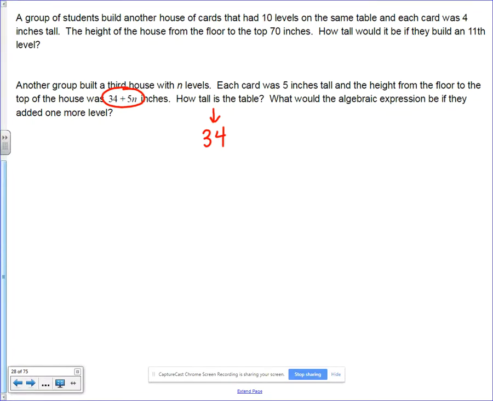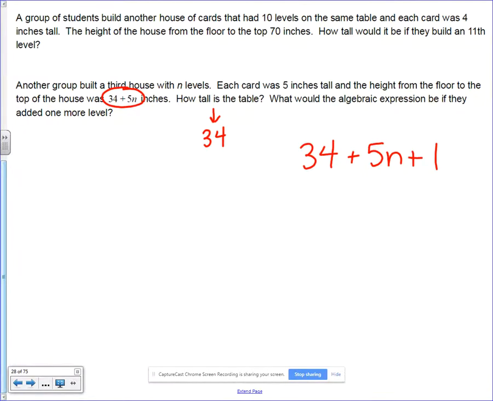Okay. Finally, what would the algebraic expression be if they added one more level? So if you had this, and I wanted to add one more level to it, but I don't know how many levels we have to begin with, how would you represent that? Plus, how many levels am I adding? Just one, so what am I going to add? Plus 1. Now, when we do this, folks, adding 1 looks like that.